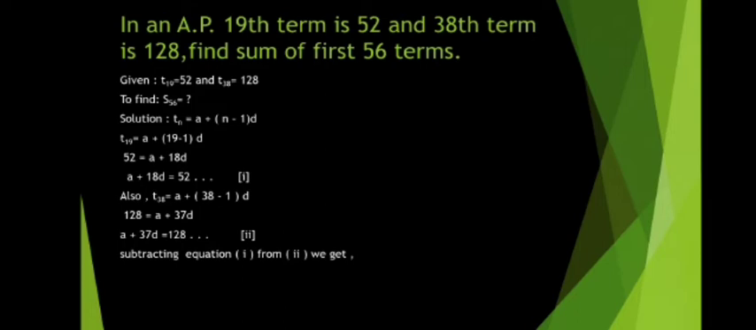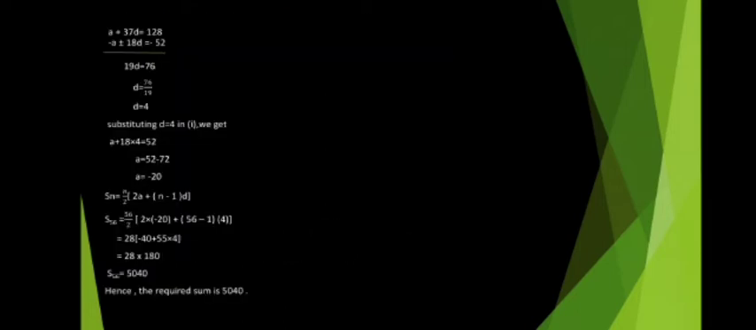Now we'll solve equations 1 and 2 simultaneously to get the value of any one of the variables. Here we are going to subtract equation 1 from equation 2. So what will happen? Signs will change. All positive will become all negative. So what we'll get? A minus A gets cancelled. 37 minus 18 will be 19D. And 128 minus 52 is equal to 76.